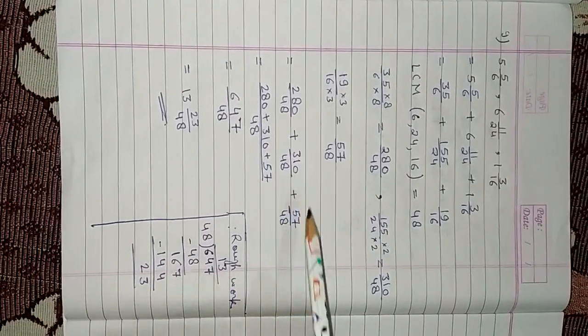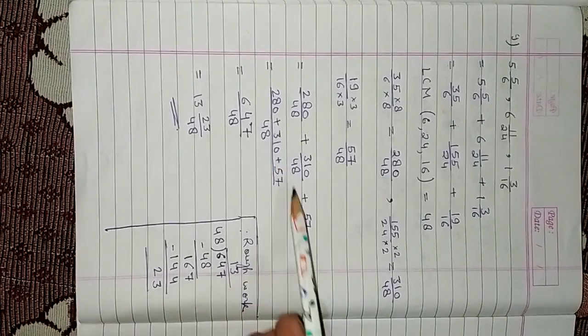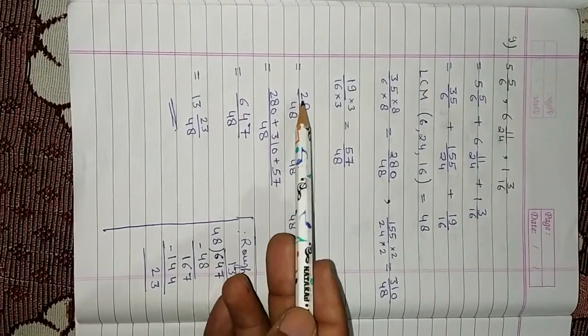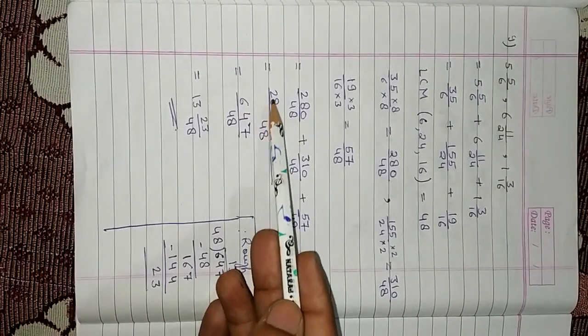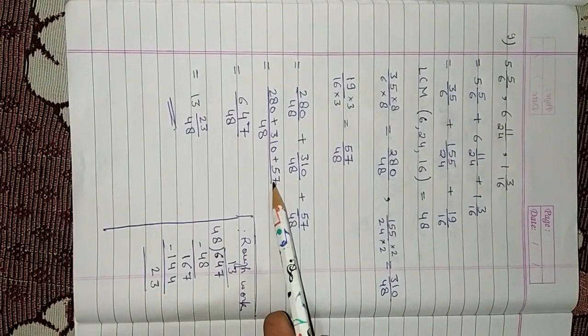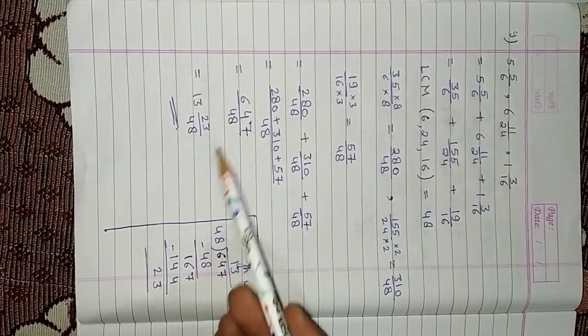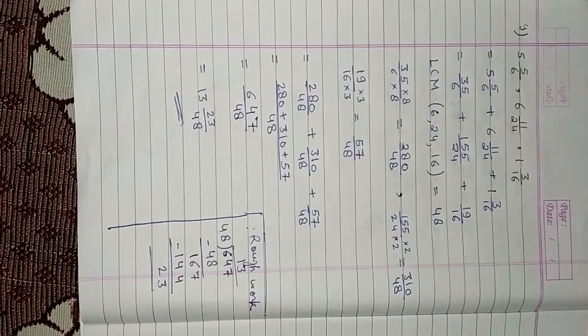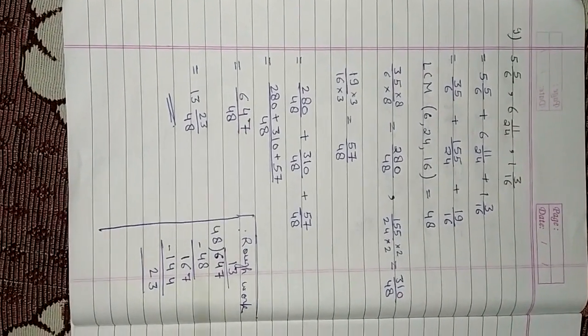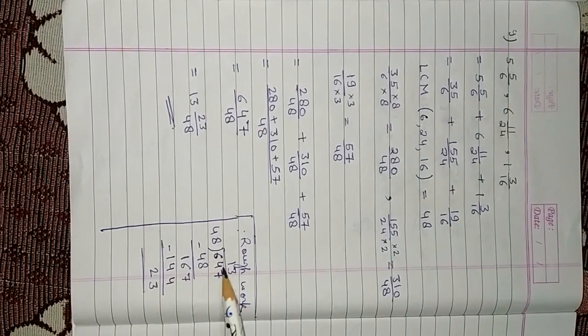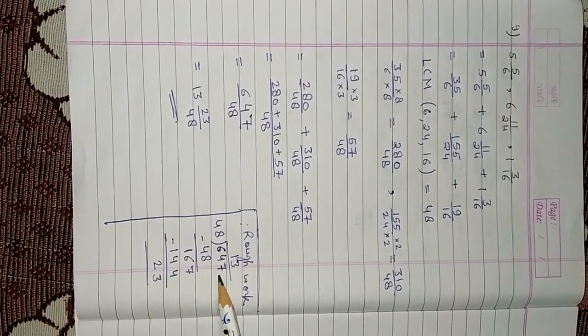Now all fractions are like fractions, with the same denominator. Just add the numerators now. 280 plus 310 plus 57, 647 by 48. Now convert it into a mixed fraction. 647 divided by 48.